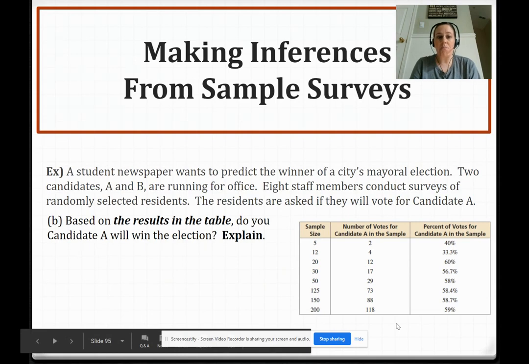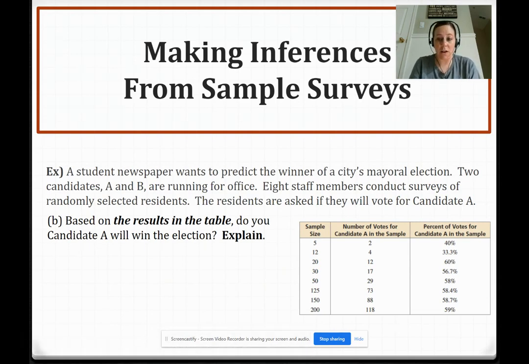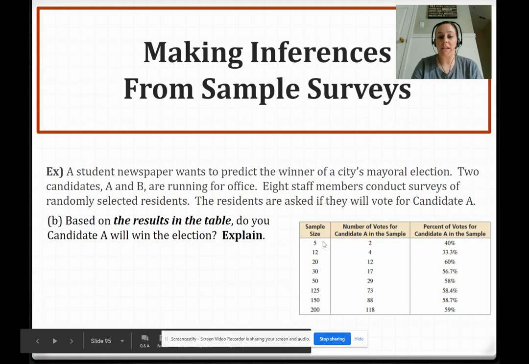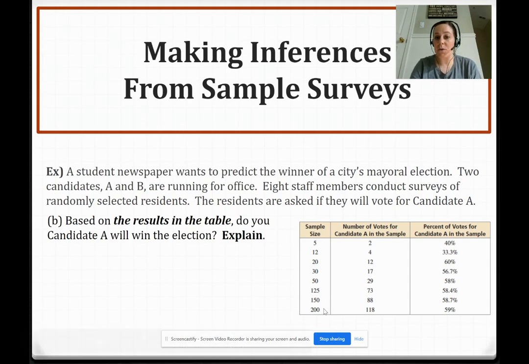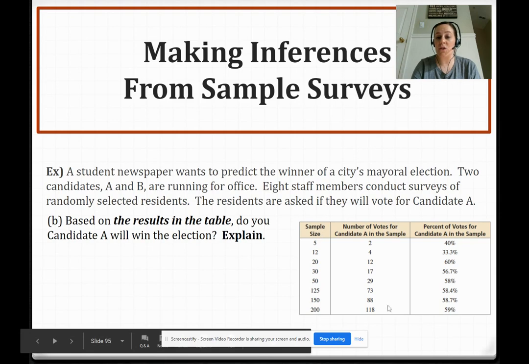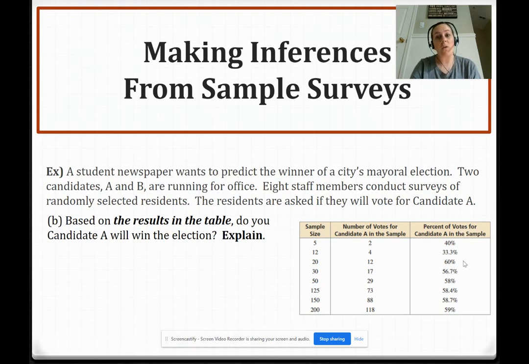This, however, says, based on the results in the table now, do you think candidate A will win the election? Well, if you notice a more complete table presented here, the sample size is increasing. Started out with a sample of 5, not many people, and they finally ended up doing a survey with 200 people. And as you notice the sample size getting larger and larger, you start to notice this percentage of people that are planning to vote for candidate A increasing.